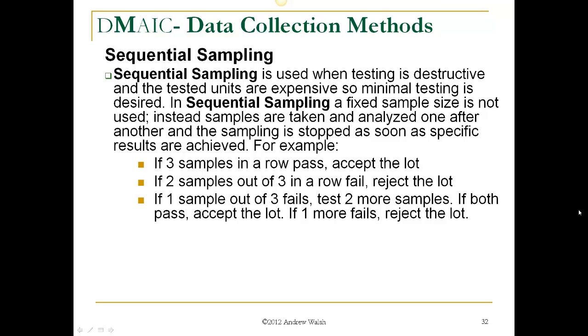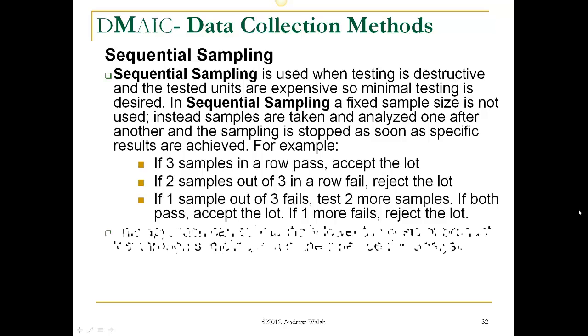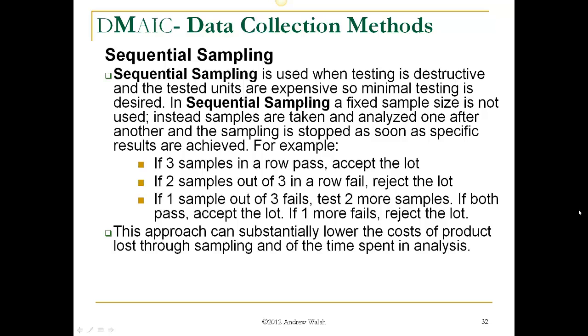If 1 sample out of 3 fails, test 2 more samples. If both pass, then accept the lot. If 1 more fails, reject. This approach can substantially lower the cost of product lost through sampling and of the time spent in the analysis.